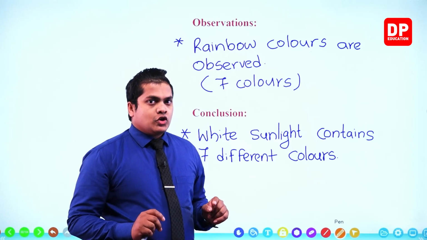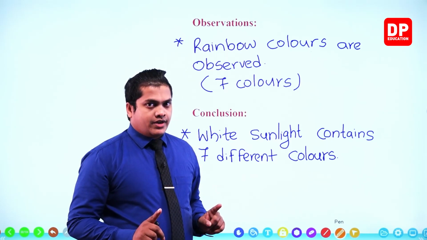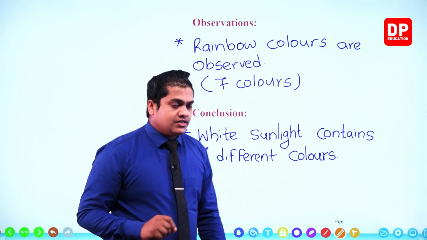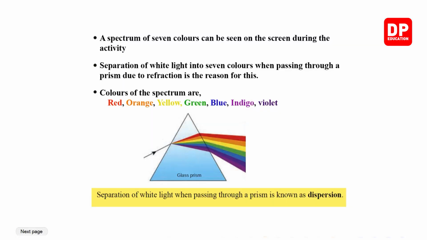Right, my dear children, this is our activity then. From the activity, these are the observations and the conclusions that we took. Then let's head on to see the other contents. Here it is given that a spectrum of 7 colors can be seen on the screen during the activity. Yes, a color spectrum could be observed. Then here it is given once more: separation of white light into 7 colors when passing through a prism, due to refraction, is the reason for this.